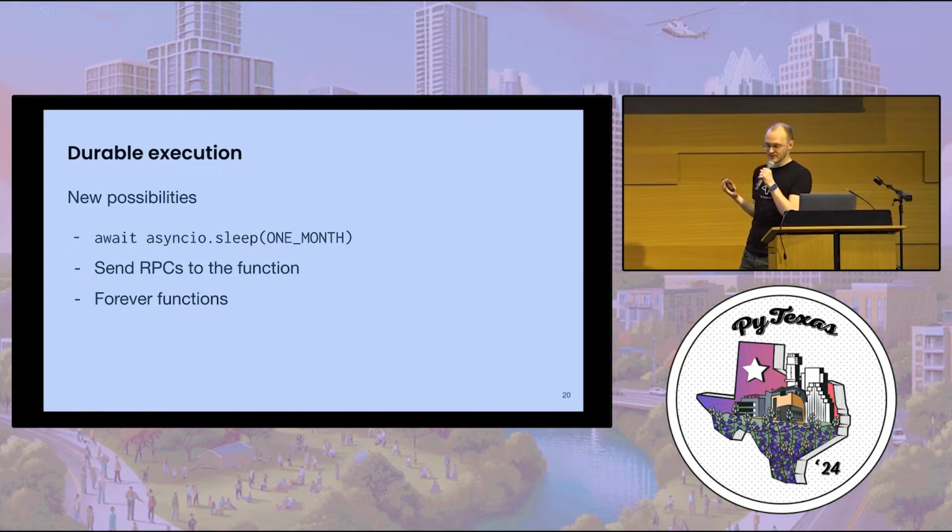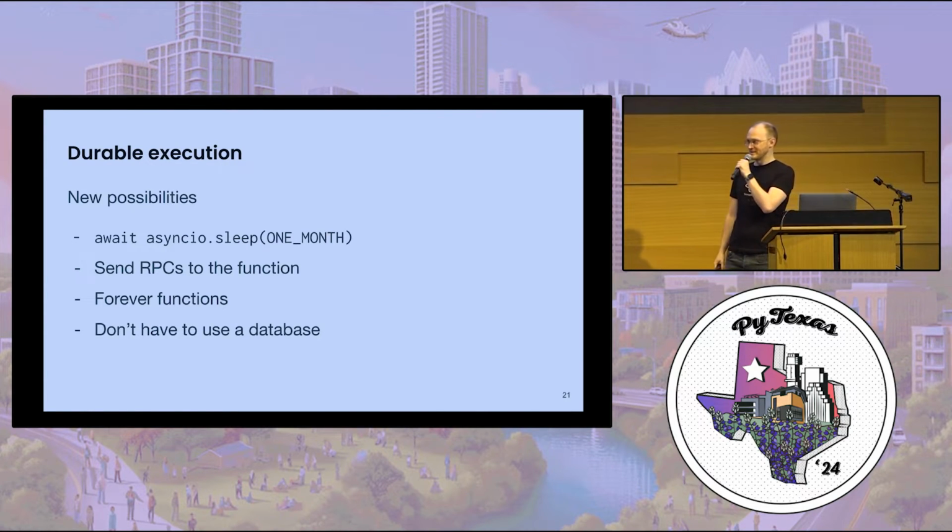They can also run forever. So I don't need to return at the end of the function. I could wait for an RPC to come, or I can wait for this sleep to happen in a loop, like I'm modeling a subscription, and I sleep for 1 month in a loop and charge the user every month for the lifetime of the user. So it lasts indefinitely.